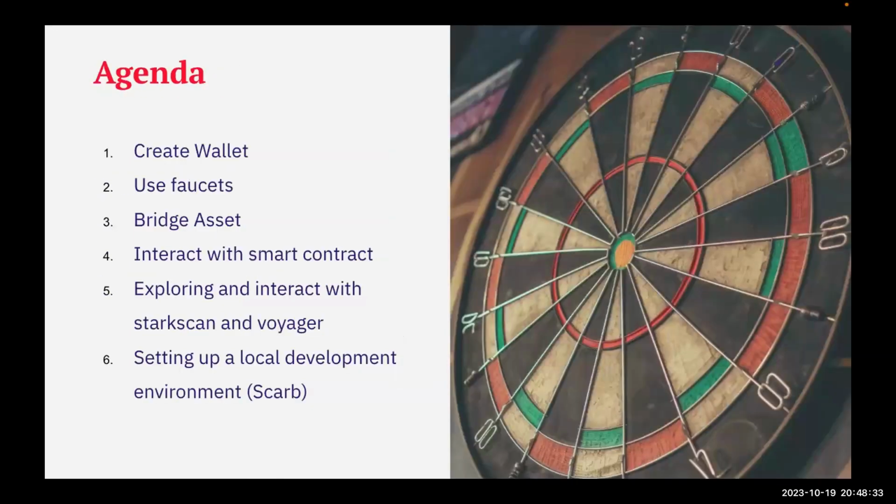So we'll see how to create a wallet, how we can get some funds from a faucet. We'll see how to communicate from layer 1 to layer 2, we'll bridge, and we'll see how to interact with smart contracts. We'll do some exploration of the blockchain using Voyager and Starkscan, and after we'll set up our Scarb.